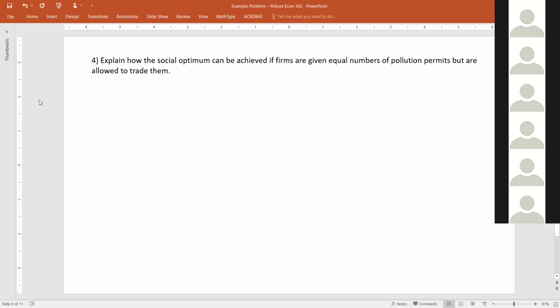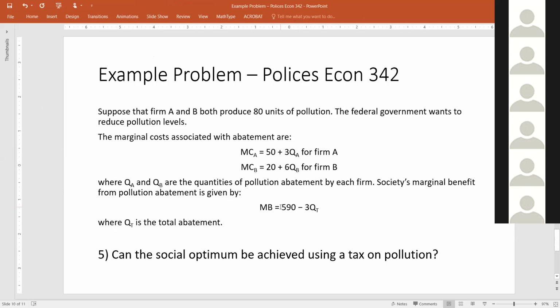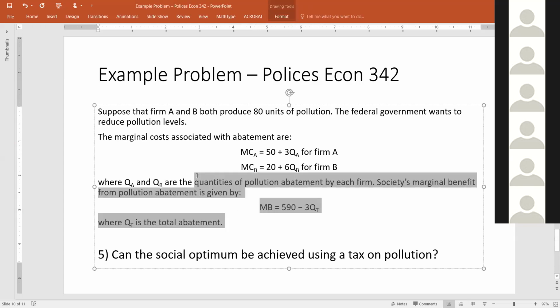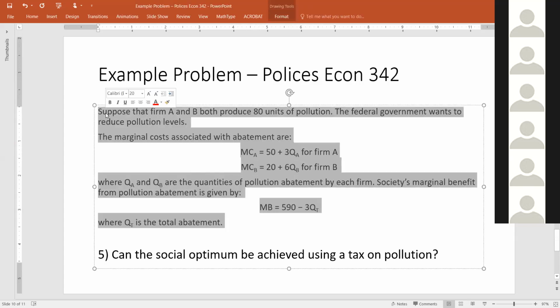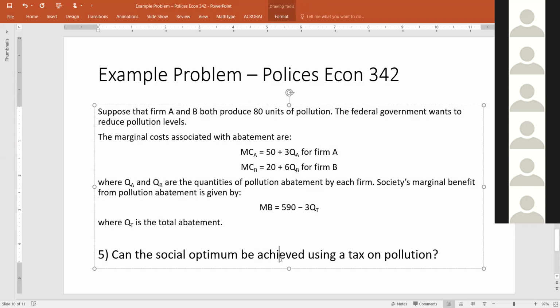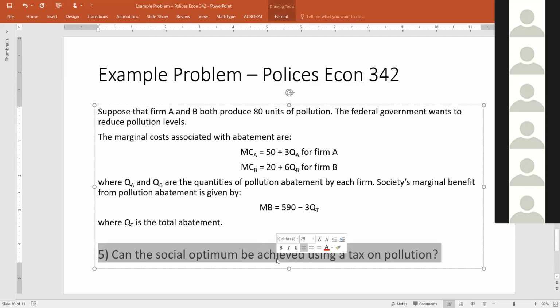Great. So same problem setup, same marginal cost, this is all the given information we had before. But now, rather than a cap and trade policy, can we get to the social optimum using a tax on pollution? What I'm going to do is put you guys in a breakout room together, and you can try and solve this problem together, and I'm going to share a Google Doc with you. So give me 1 second to create a Google Doc.